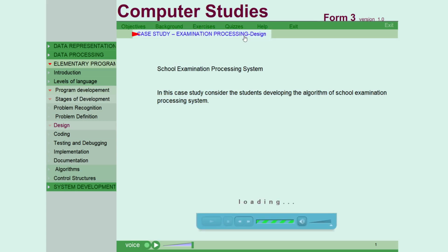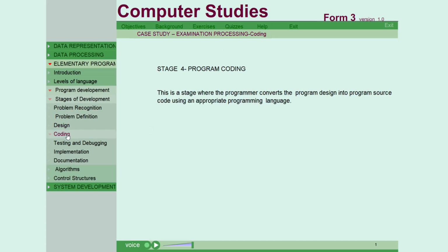In this case study, consider the students developing the algorithm of the school examination processing system. Stage 4. Program coding. This is a stage where the programmer converts the program design into program source code using an appropriate programming language.